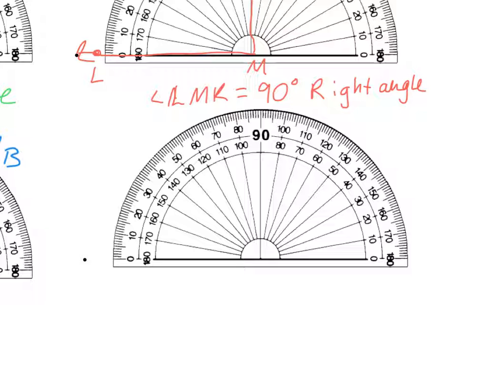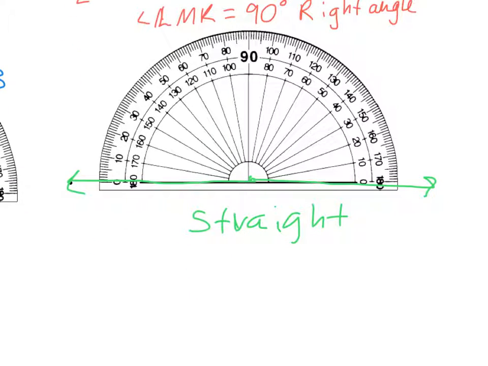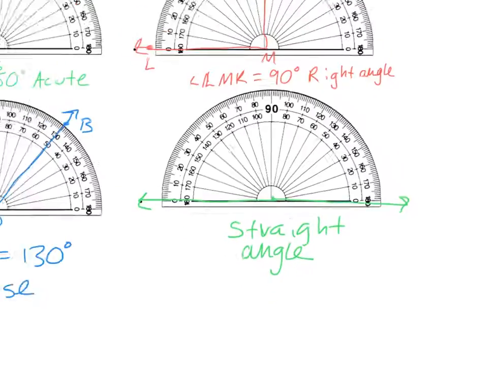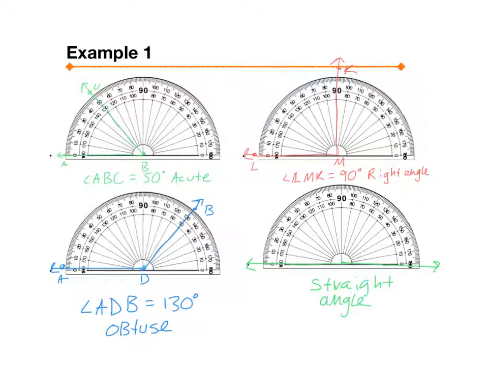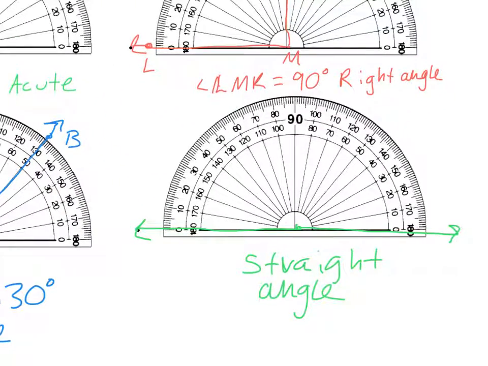And the last one, we have an angle that starts at 0 and goes to 180. And this would be straight. So those are four different types of angles. Yes, because it's formed by two rays, so we could name them ABC again. So this would be angle ABC is equal to 180 degrees.